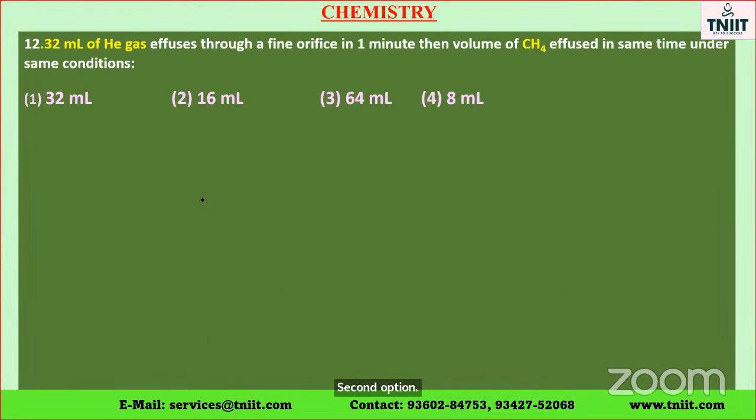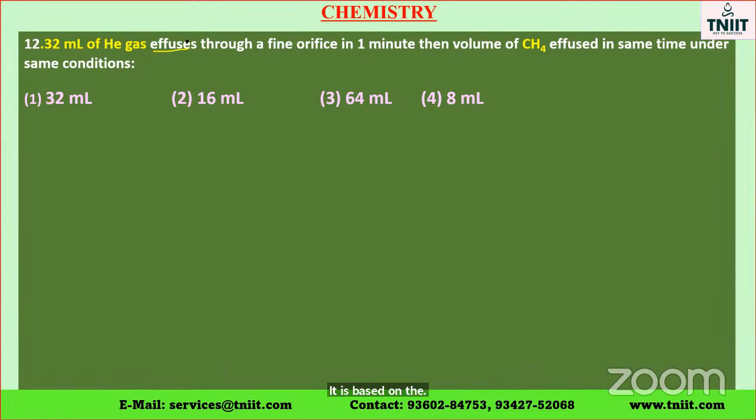The next question: 32 ml of helium gas effuses. It's not diffusion. Effusion is the escape of gas from a minute pore, or a hole. 32 ml of helium gas effuses through a fine orifice, a small hole, in 1 minute. Then find the volume of methane effused in the same time under similar conditions. It is based on Graham's law of diffusion.